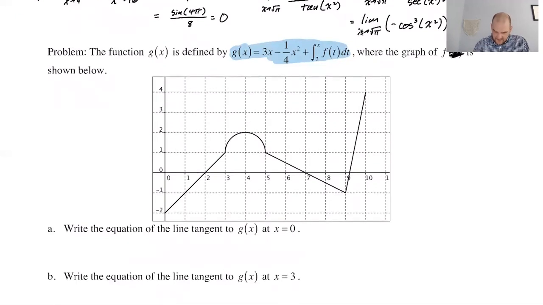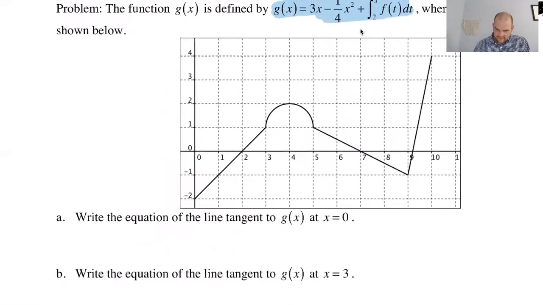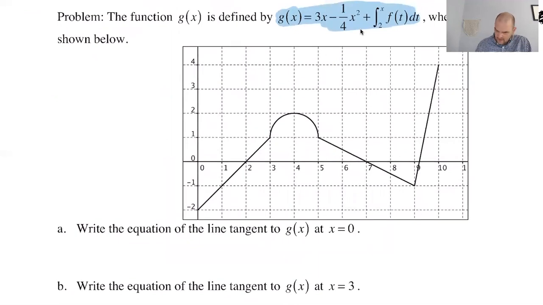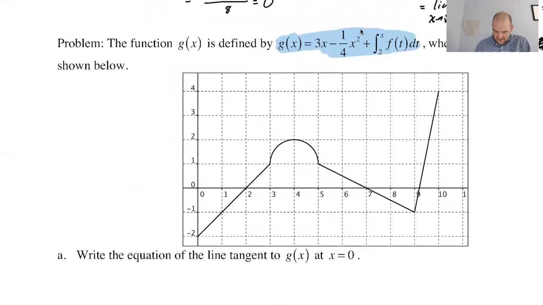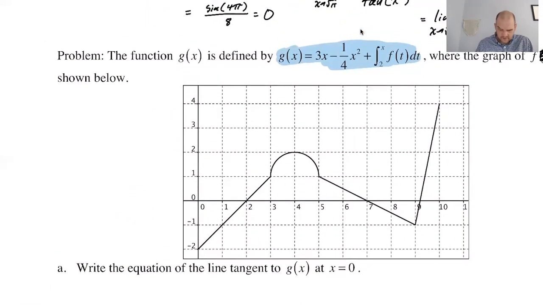Write the equation of the line tangent to g of x at x equals 0. So first of all, I need to find g of 0. I wish I could do that in a place where I could show it and see the equation, so I'm going to do some work up here and then maybe move it. I need to find g of 0, which is 3 times 0. I don't have to write that part, I'm writing it to show you that I thought about that part of the equation. Then minus 1/4 0 squared plus the integral from 2 to 0. So just straight write it.